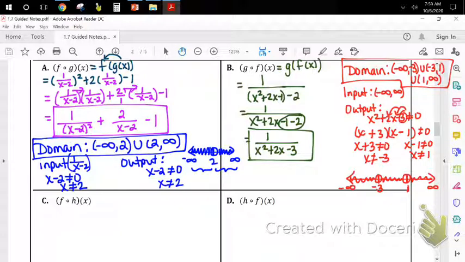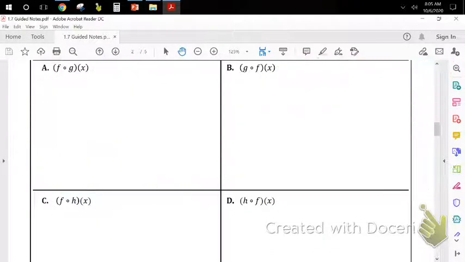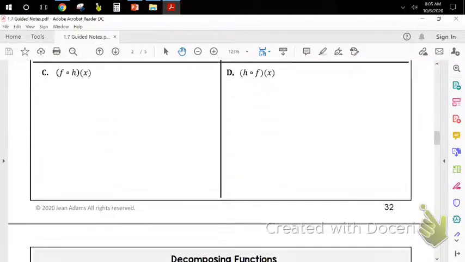And then C. C says F composed of H of X. So I'm going to move this up so we can see it better. Give myself a little more room. All right, F composed of H of X. So we know that that means, oops, sorry, turn my pen off. Let me get it back on. So that means we have F of H of X. So F is on the outside, so it's my skeleton, and we're plugging in H of X. So F is my skeleton, so x squared plus 2x minus 1. And we're plugging in H of X, which is the square root of 3x.